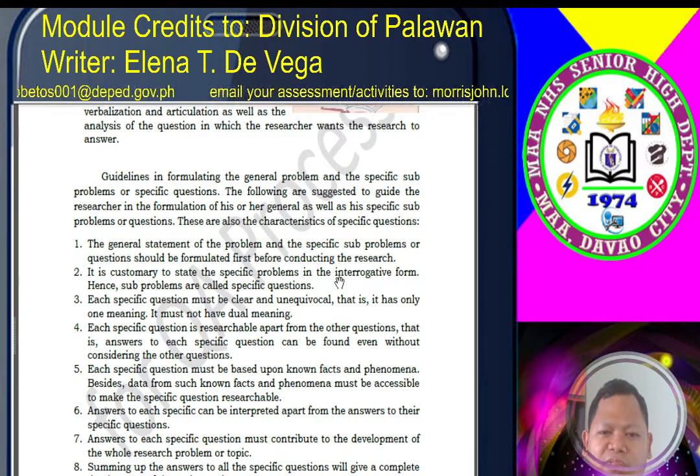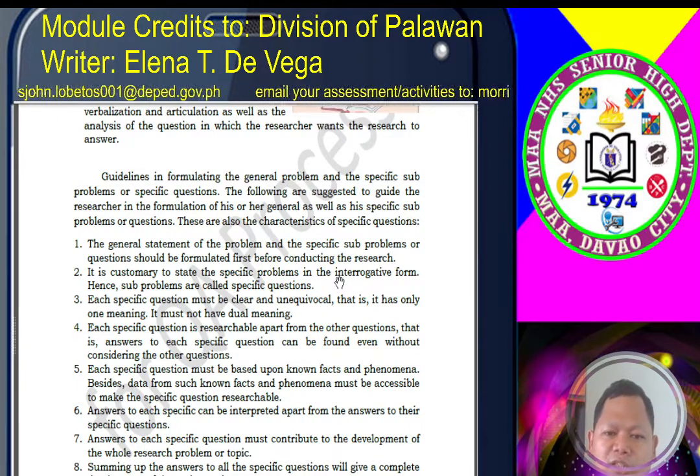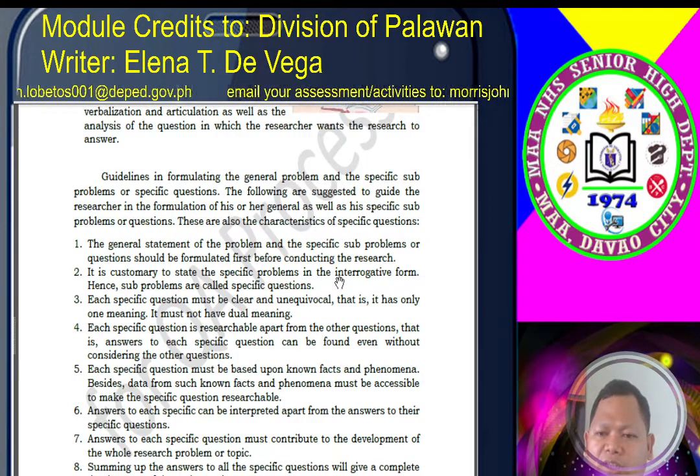Then number five. Each specific question must be based upon known facts and phenomena. Besides, data from such known facts and phenomena must be accessible to make the specific questions researchable. Again, your specific questions must be based on known facts and phenomena. Do not make questions that are not feasible and are not in real life. They must be based on phenomena or the context of our life.